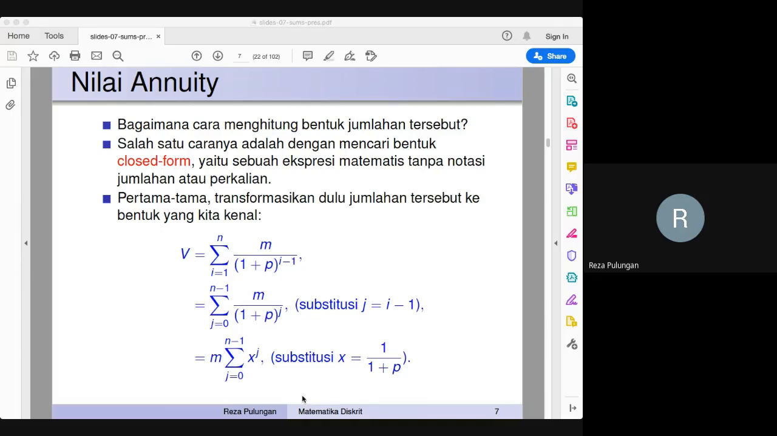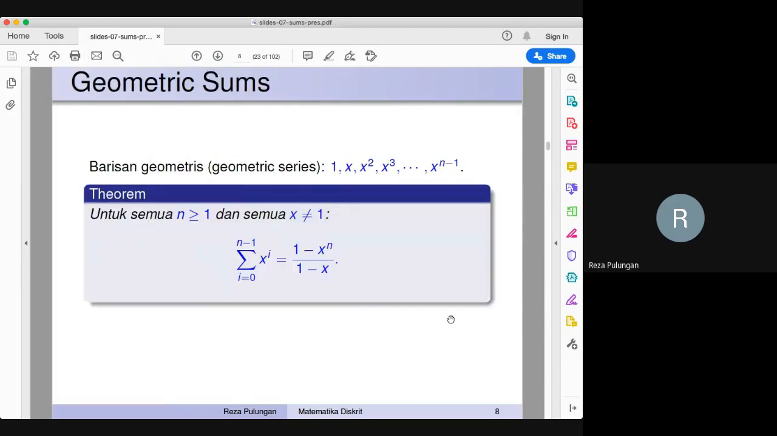Well, we will transform this summation to something that we know. What we know is something that you have to remember. I'll just skip first to this theorem. It is important. This theorem is really useful for us because we are going to use this, and you will see later on that there are many summations that can be based on this one.